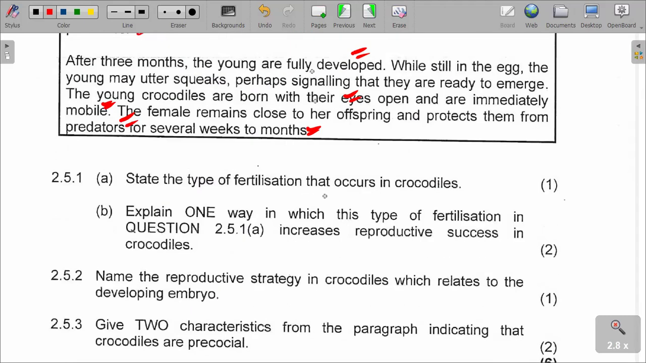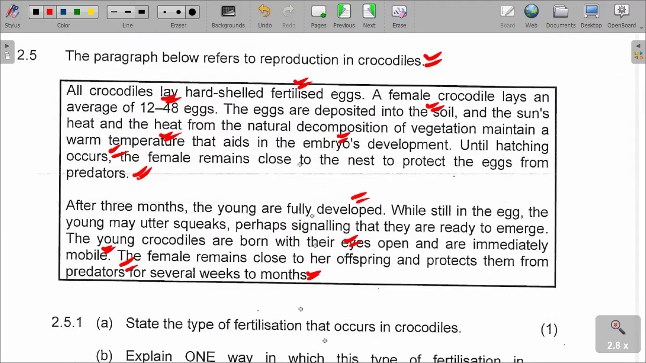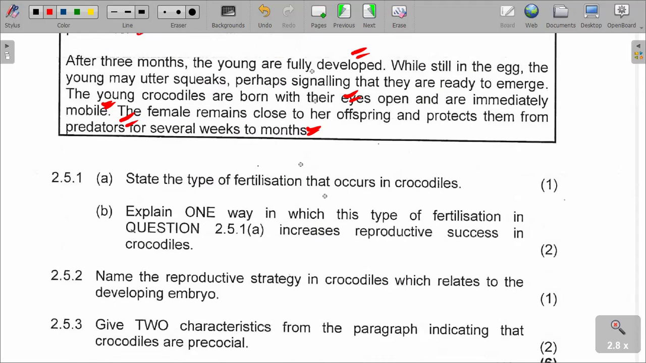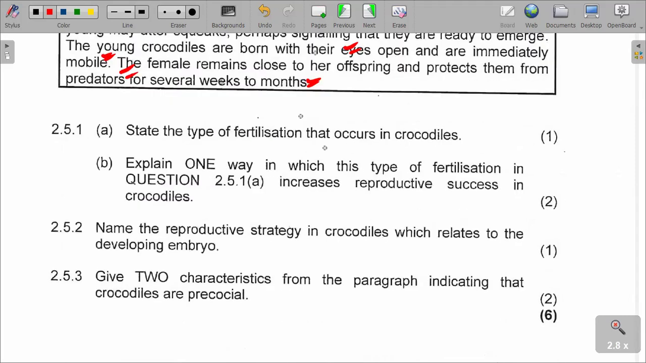So after this, state the type of fertilization that occurs in crocodiles. All crocodiles lay hard-shelled eggs. The female lays an average of 48 eggs. So when the female lays the eggs, it means reproduction is taking place inside. So we have what is called what?